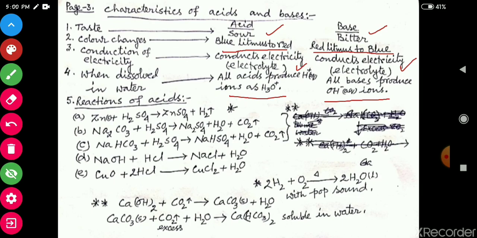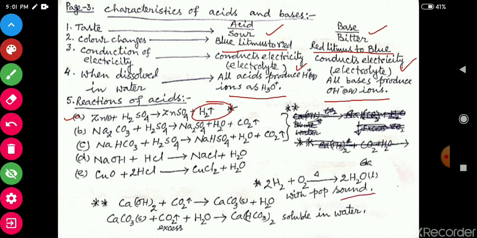Reactions of acids. Zinc plus H2SO4 gives ZnSO4 plus H2. This H2 reacts with oxygen and fire to produce 2H2O liquid in drops, with a pop sound.